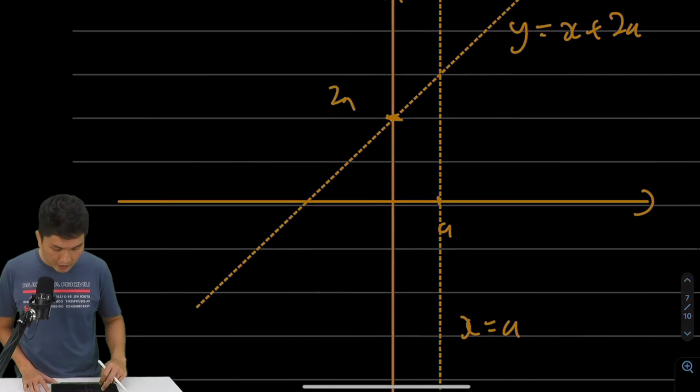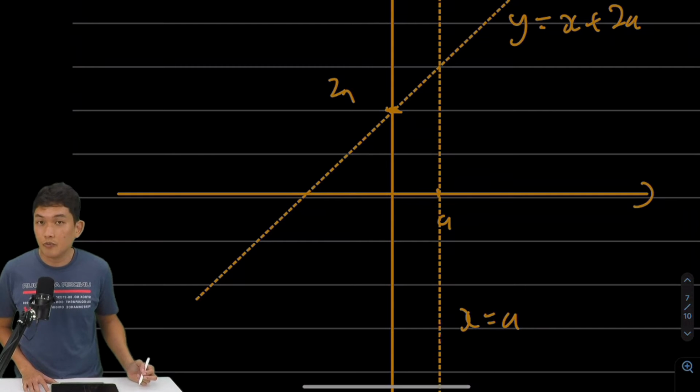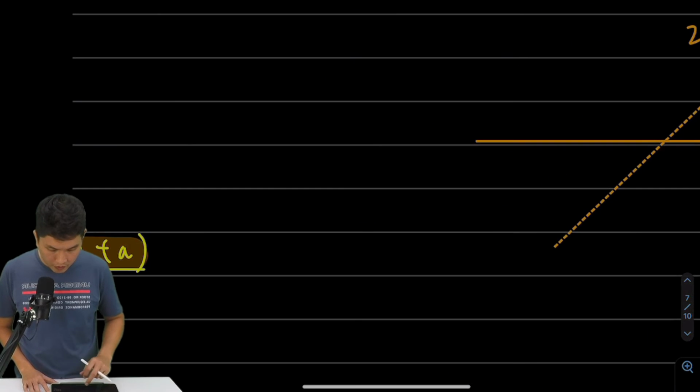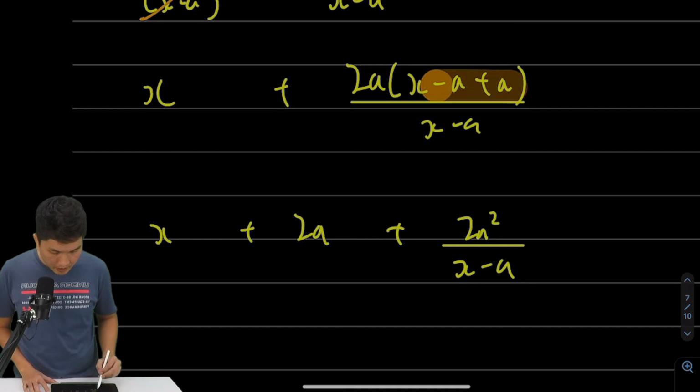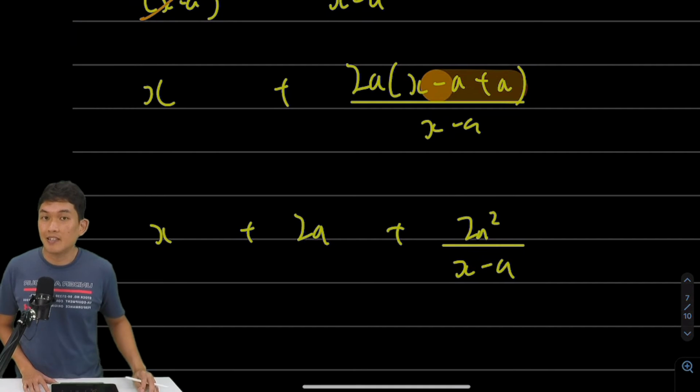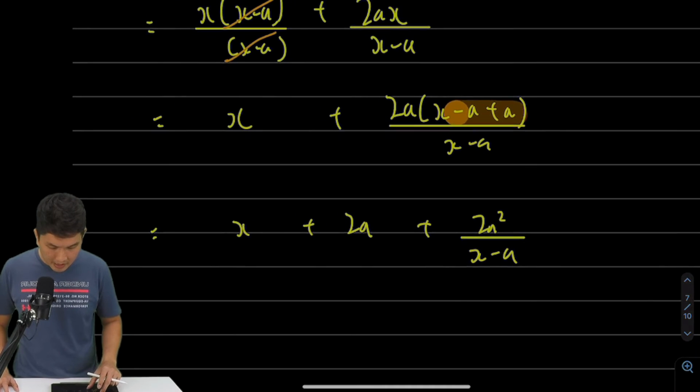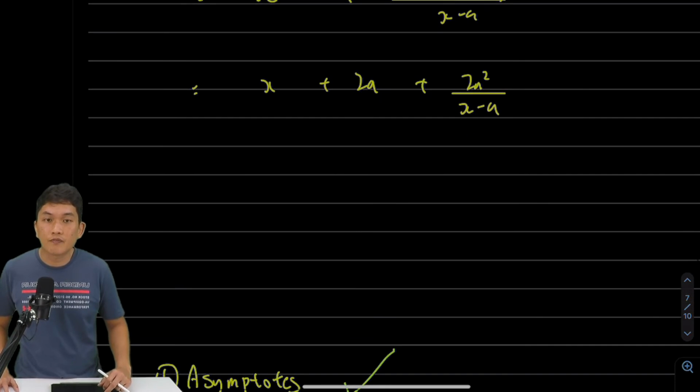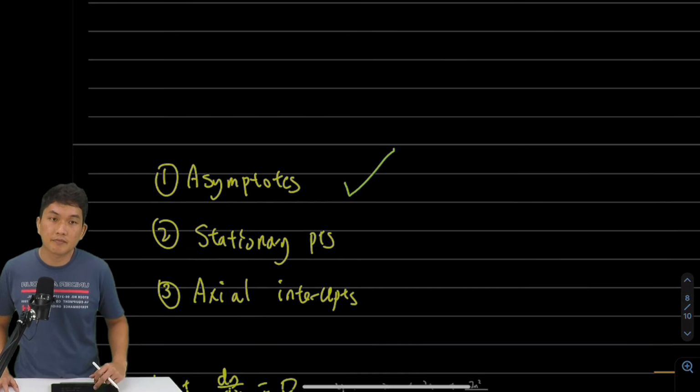For my second asymptote, you can see it is x equals a. How do we get that? Back to our rational function at the end over here. If x is equal to a, then I get a division by 0, and that's an undefined answer. So we're going to exclude that as well. So now that I've got the asymptotes, the next thing is to find the stationary points.